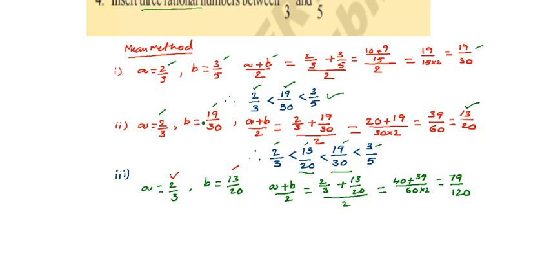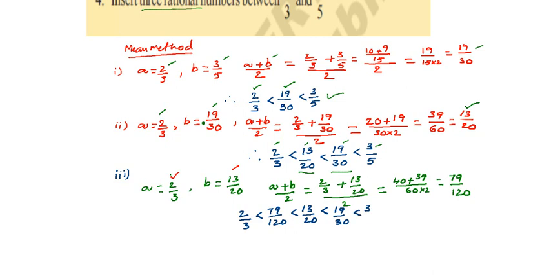2 by 3 is less than 79 by 120, which is less than 13 by 20. That is already less than 19 by 30. That is already less than 3 by 5.